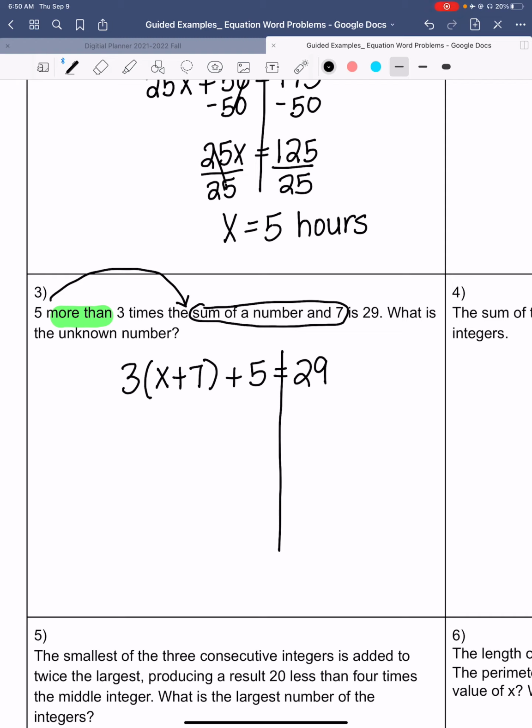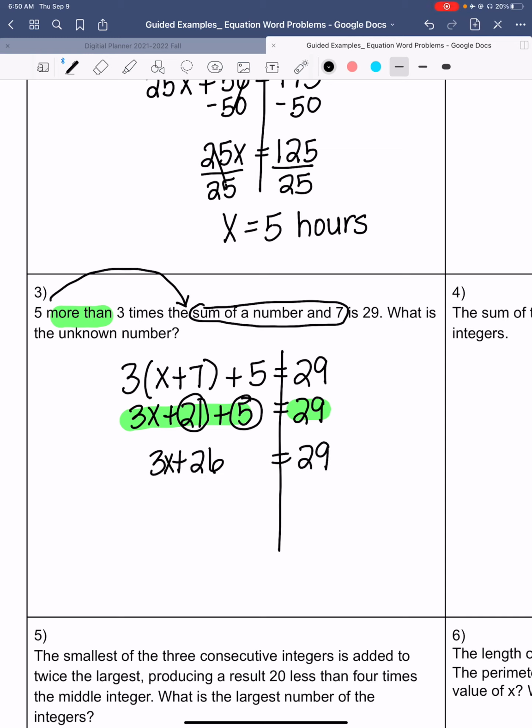So we're going to distribute. So this is going to become 3x plus 21 plus 5 equals 29. I'm going to combine my like terms. So remember, we combine what's on the left with the left and what's on the right with the right. So this is going to become 3x plus 26 equals 29. I'm going to subtract 26. And then 3x equals 3. Divide by 3. And x equals 1.